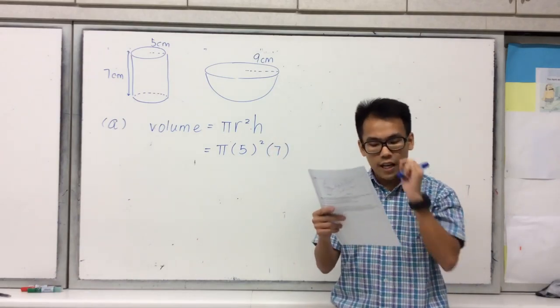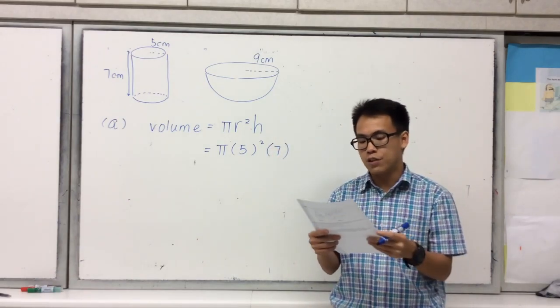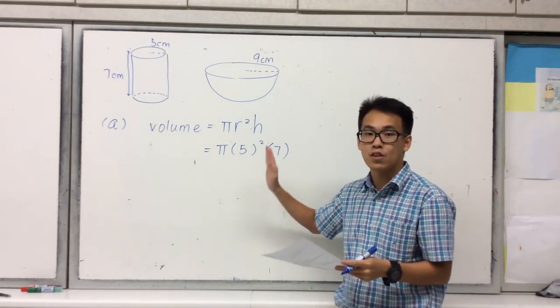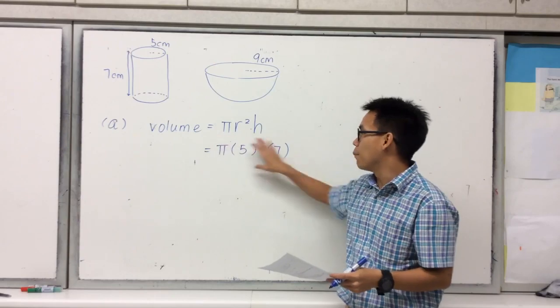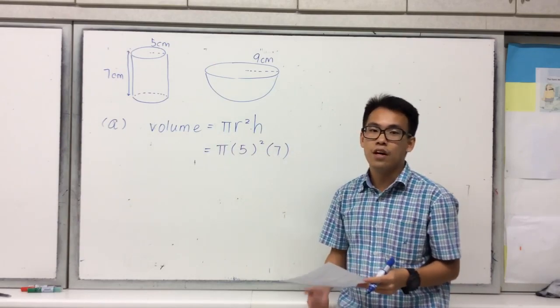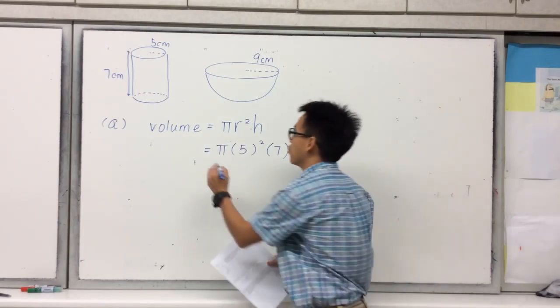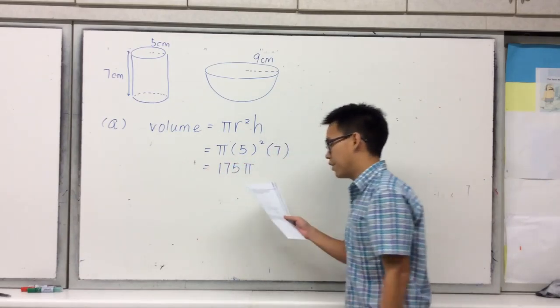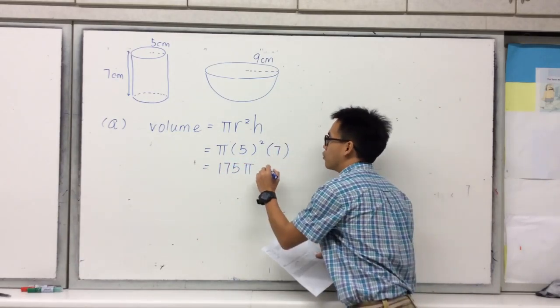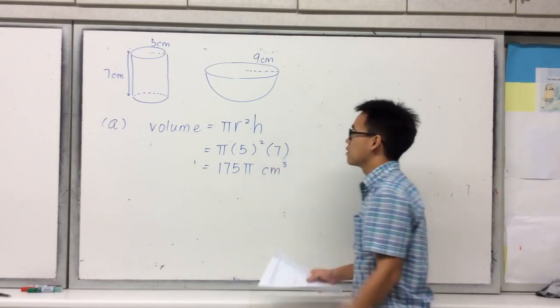Now look at the requirements of the question carefully. You need to give your answer in terms of pi. So I don't actually need to press out the pi value to combine it with the rest of what you have here. You just have to leave your answer in terms of pi. It is 175 pi, but we still have to write our units, it's cubic centimeters.